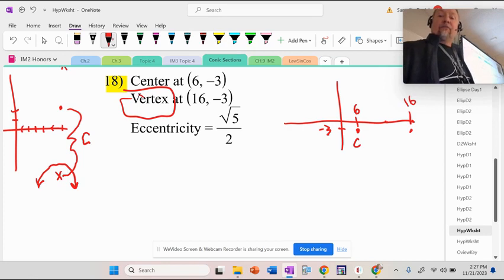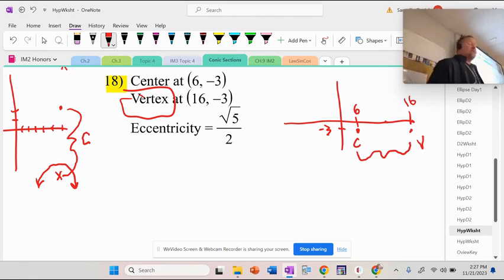So first of all, how far is it from 6 to 16? 10. Is that A? Or do I have to take half of that? Or do I have to double it? Is it half or double? It's one of the three choices. 3, 2, 1, go. That is your A value. That's the distance from the center to one vertex. So I already have A.